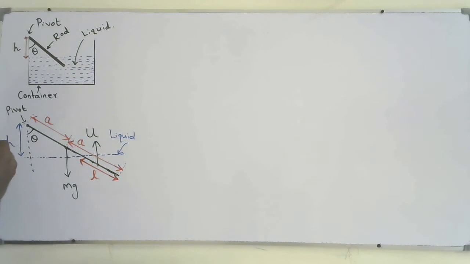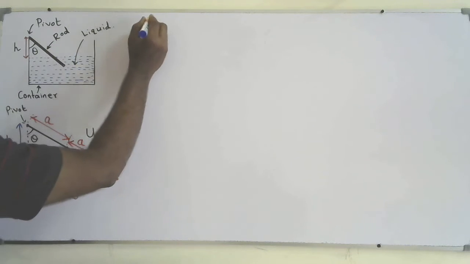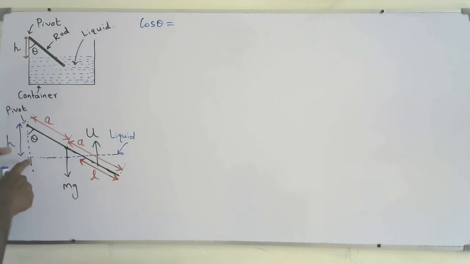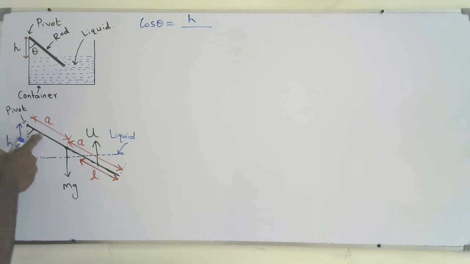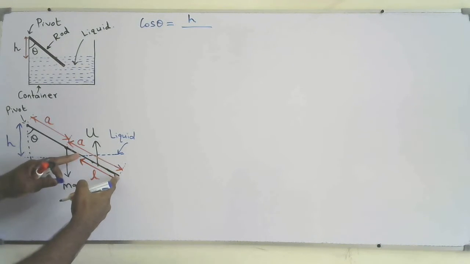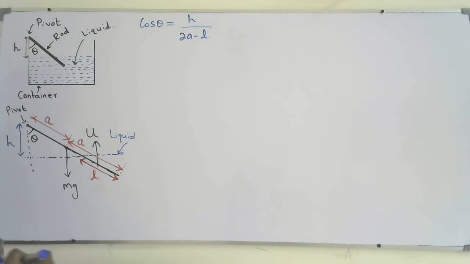So cos theta, if I consider this right angle triangle, I need to find cos theta. Cos theta will be equal to the opposite over the adjacent, h over this length. The total length is 2a. The length inside the liquid is L. So h over 2a minus L. That is cos theta.